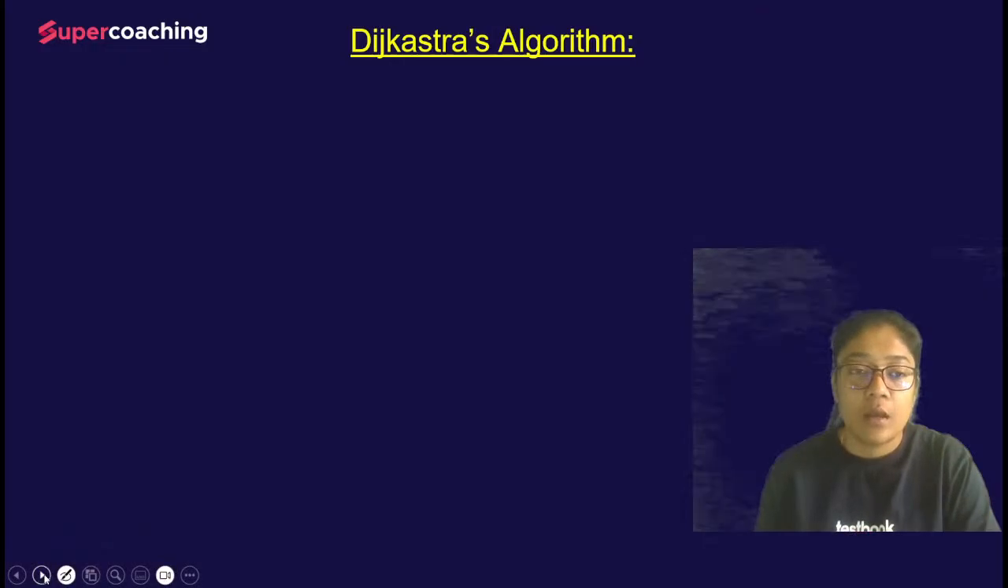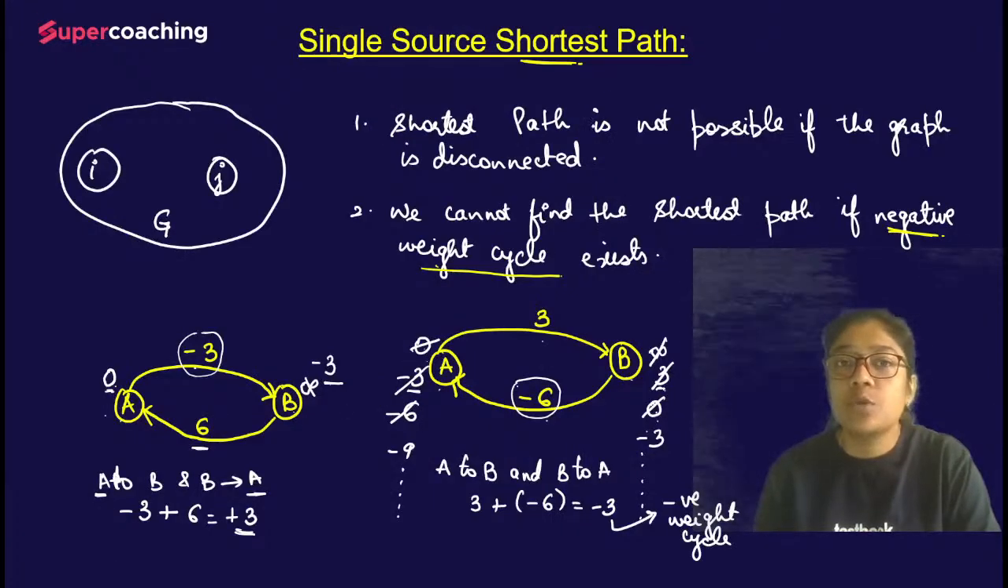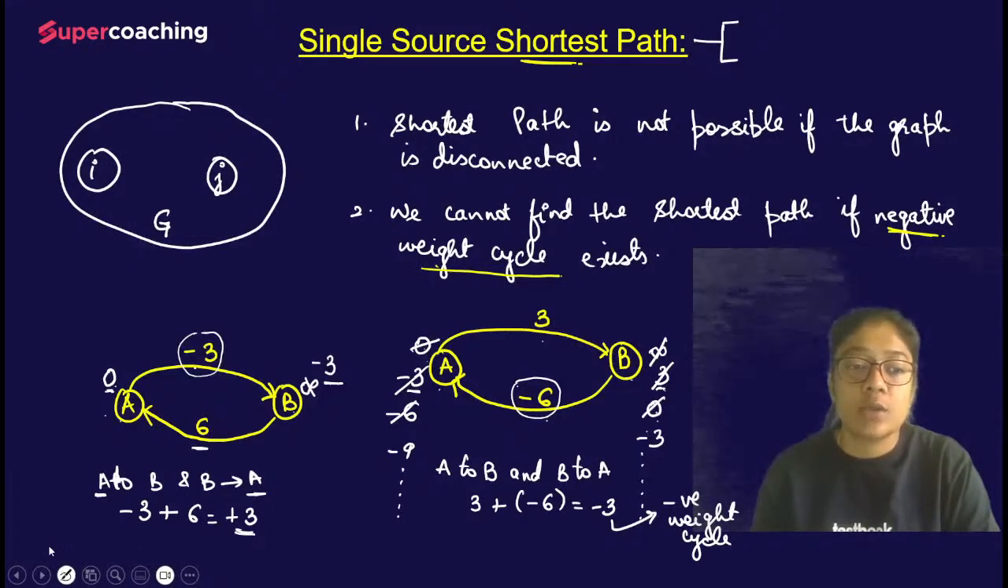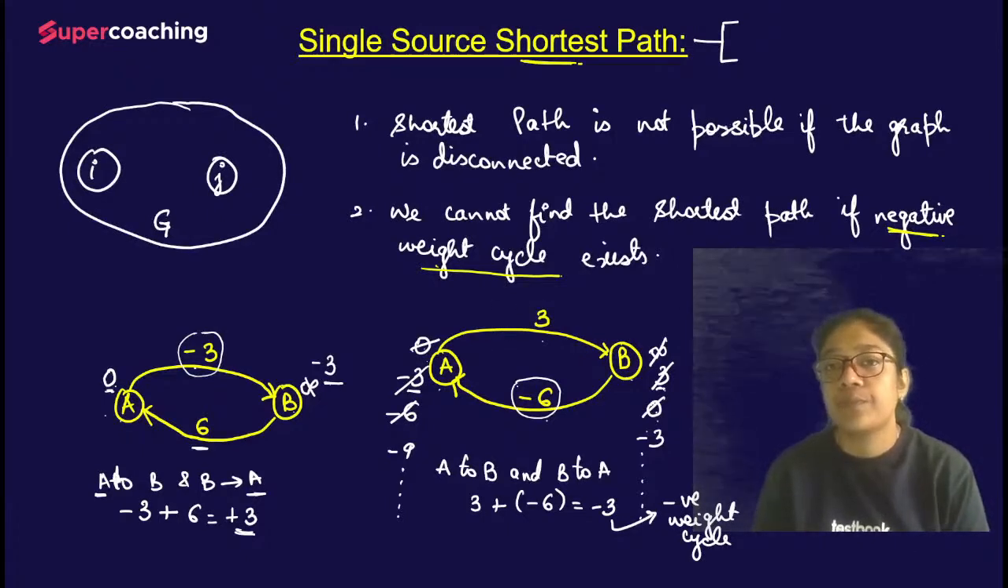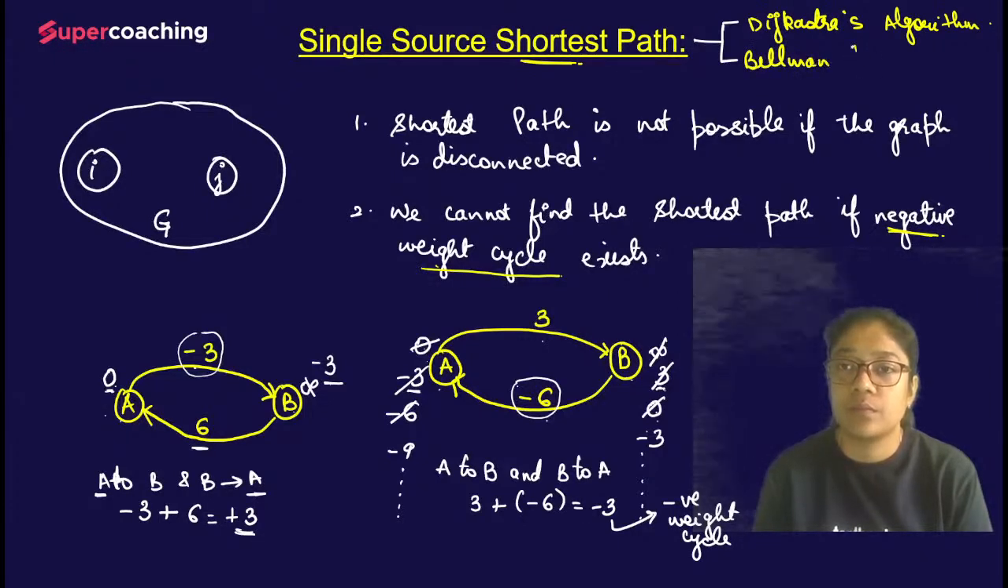Okay, so can somebody tell me how many algorithms we have for single source shortest path? There are two algorithms. One is Dijkstra's algorithm and the other one is Bellman-Ford. So we have two algorithms to find the single source shortest path. First one is Dijkstra's algorithm and second one is the Bellman-Ford algorithm.